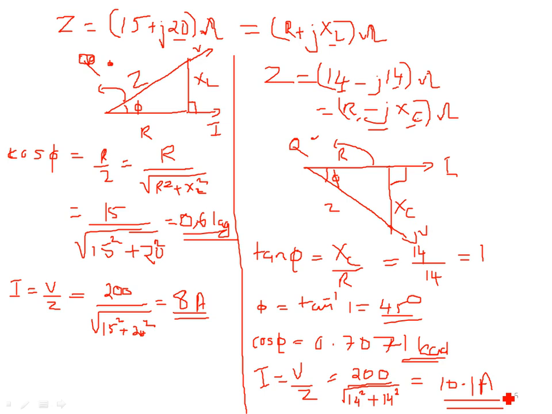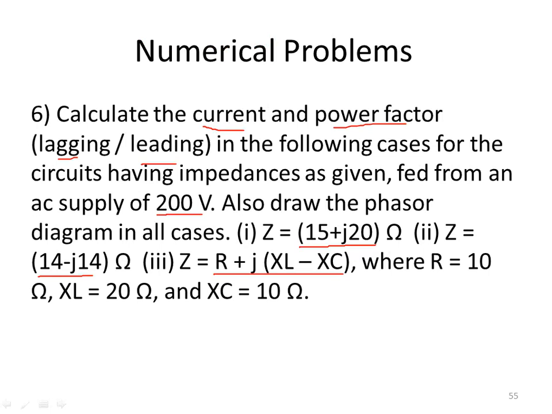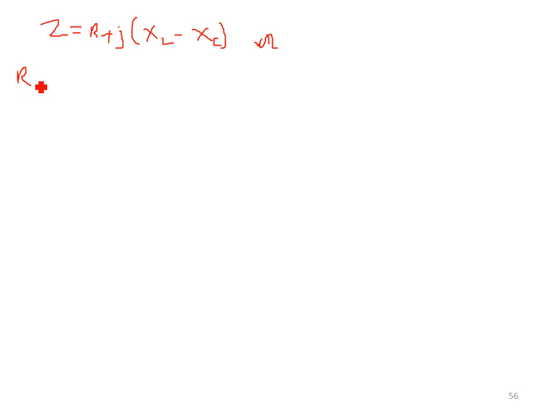Now, coming to the third part of the question, impedance is given as Z equal to R plus j into XL minus XC. Resistance is given as 10 ohm. XL is given as 20 ohm. XC is given as 10 ohm.